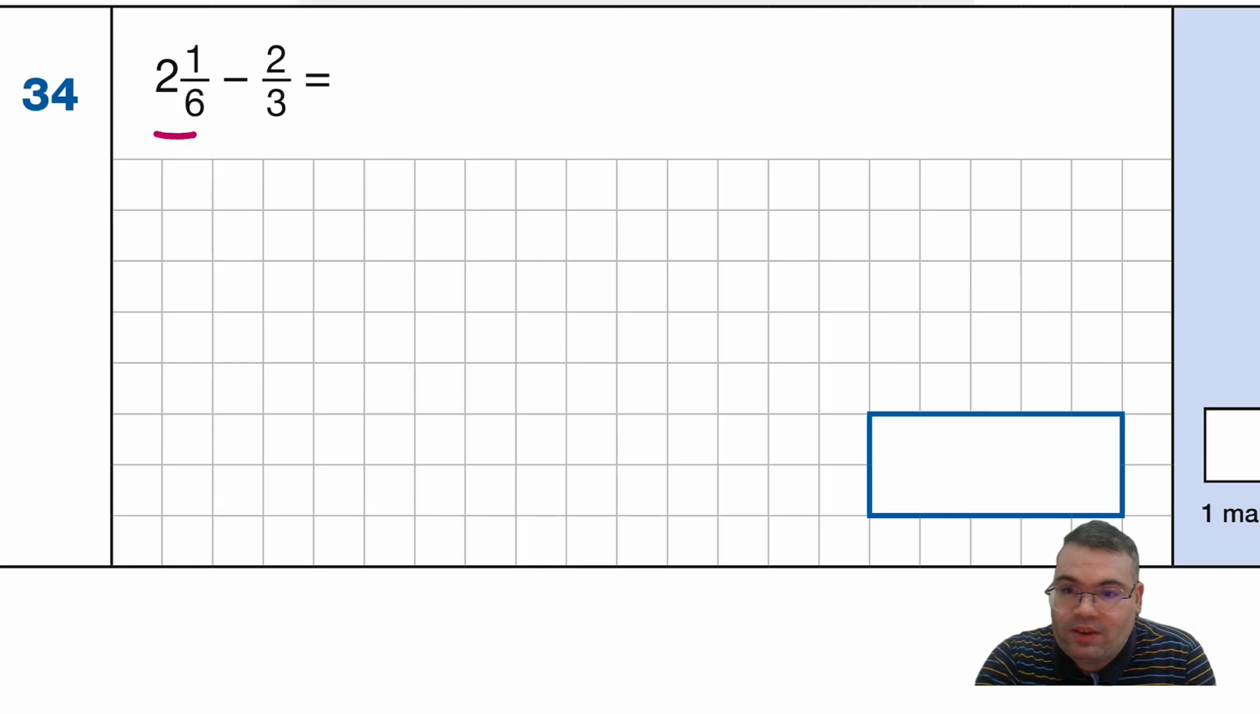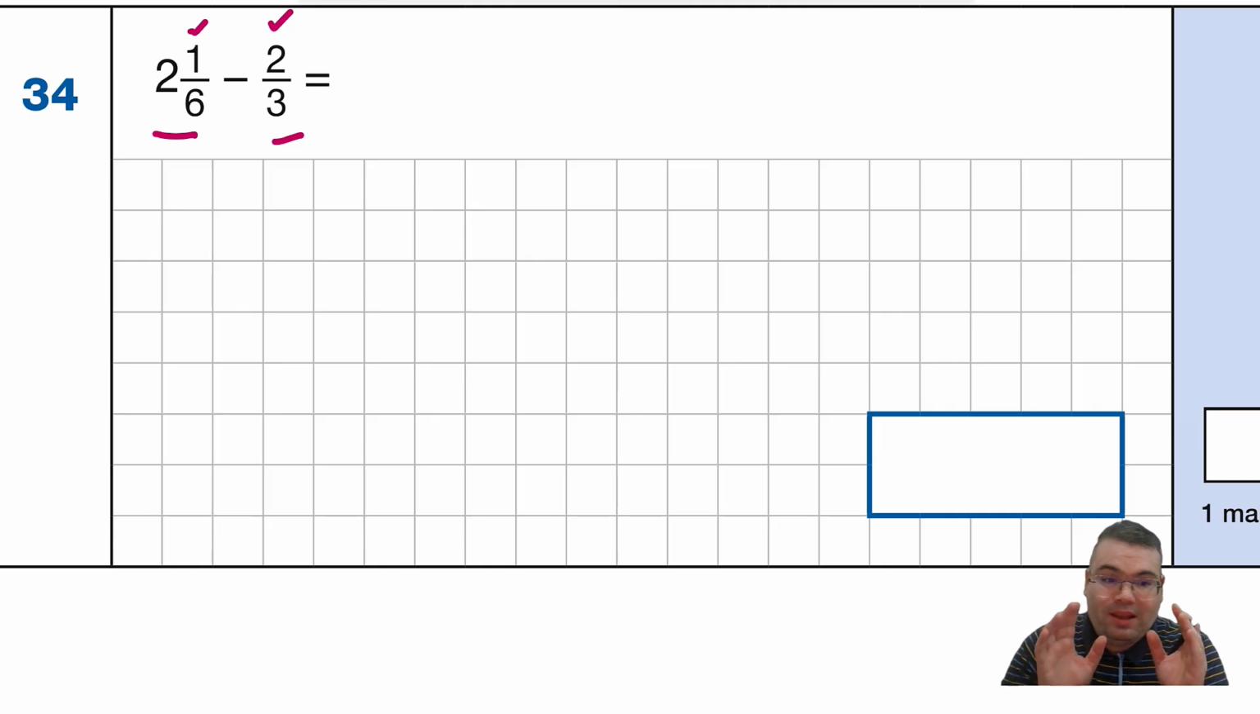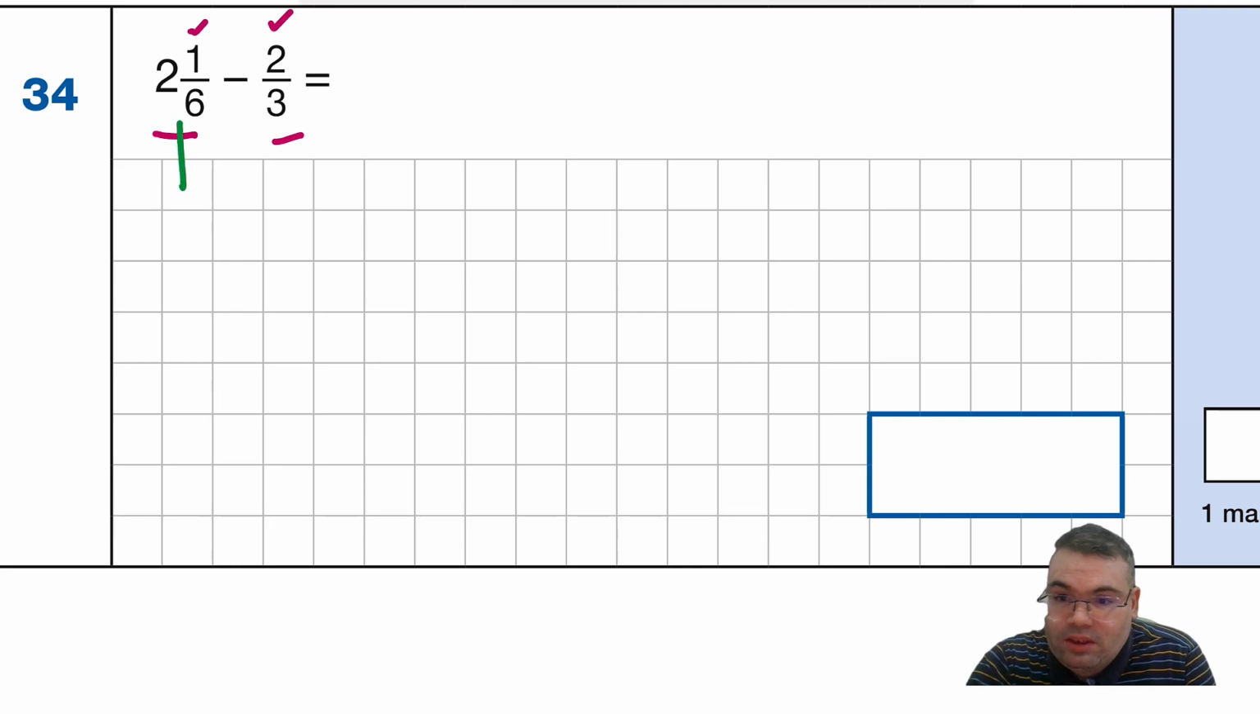2 1 over 6 take away 2 by 3. So here we can see 1 by 6 is lesser than 2 by 3, right? So we will apply the same trick that we have done in question 28. 1/6 is less than 2/3. So we will rewrite this fraction as, let's just subtract 1 from 2, so that will become 1, and 6 plus 1 is 7. So numerator is 7 and denominator is 6 as it is.